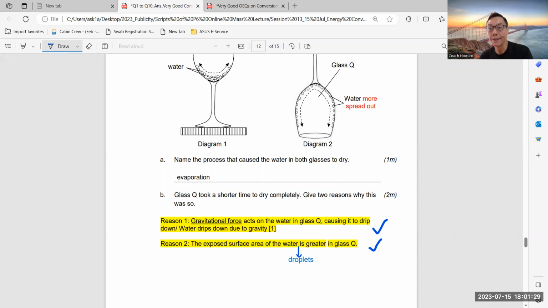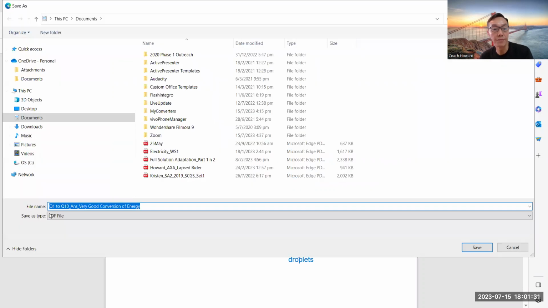Okay, this part. Let me save something first. Full solution.